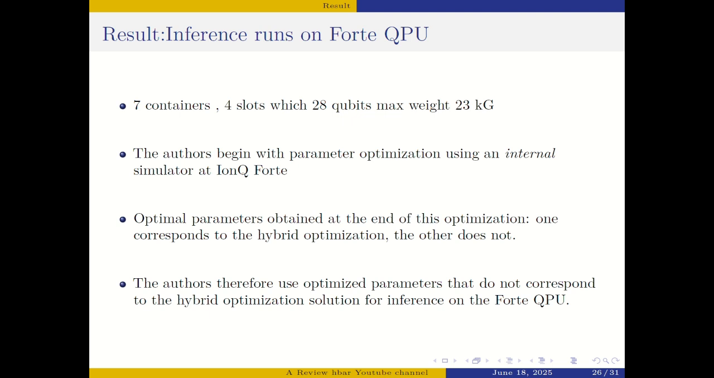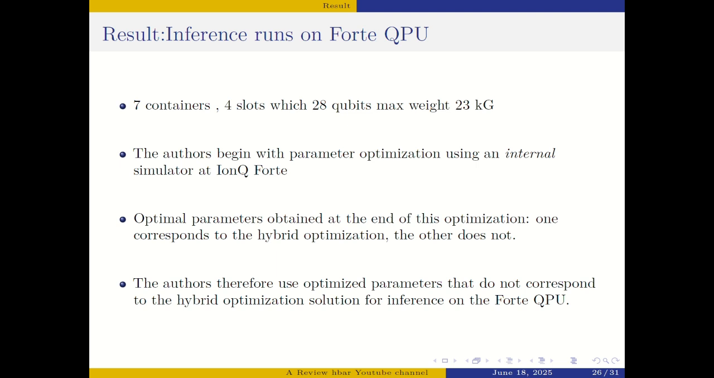Let's take a closer look at the instance with 7 containers and 4 slots with a maximum weight of 23 kg executed on the FORT QPU. The problem was initially optimized using an internal simulator on FORT. This led to two solutions, one that we presented earlier in the histogram and another that was selected to be executed as an inference experiment on the FORT QPU. And here is the result shown on the next slide.